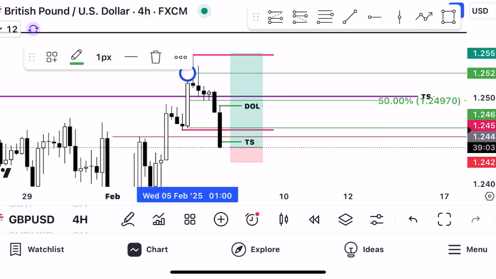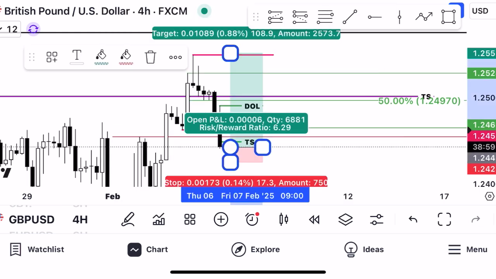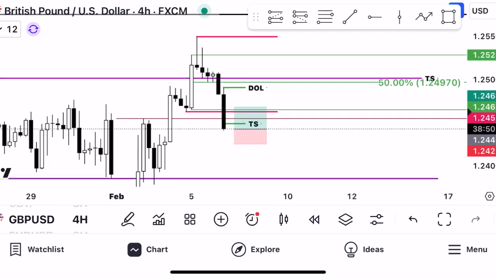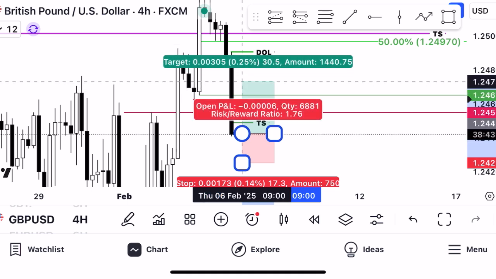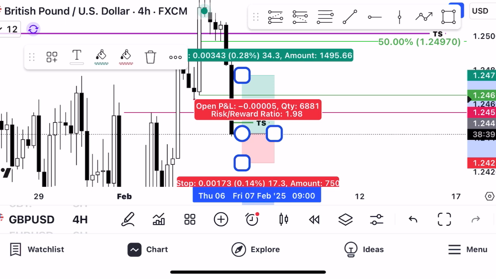Look at the risk to reward. Look at this. It's 1:6, guys. It's crazy. But I don't want you to take it till there. I want you to close it at 50% of the range. In this way, you're gonna get a perfect 1-to-1 or max 1-to-2, and your win rate is gonna be perfect. And in the long run, you're gonna make consistent profits every single day, every week.